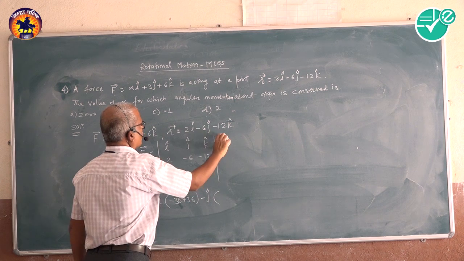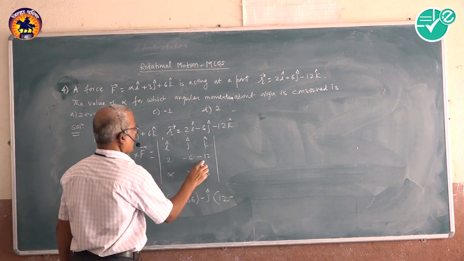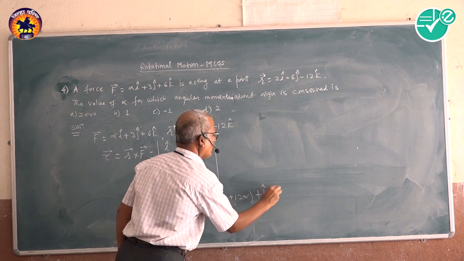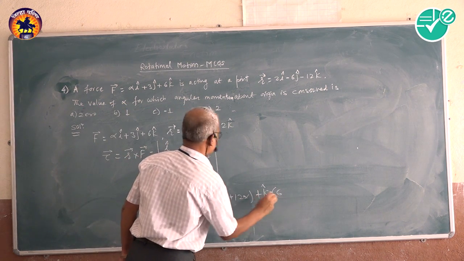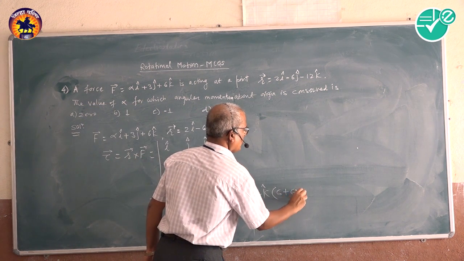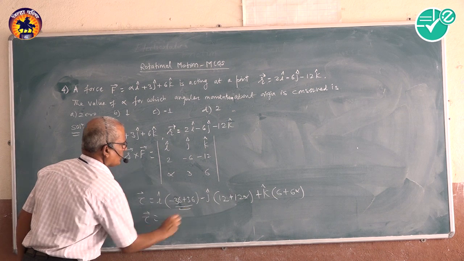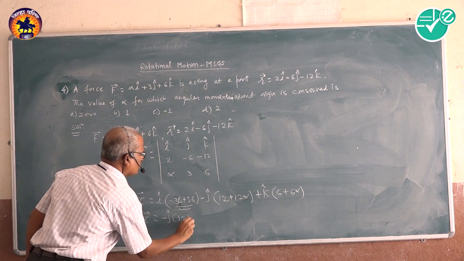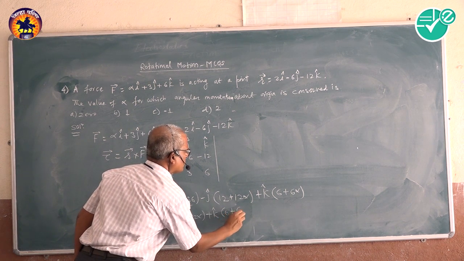Then again, don't consider this row and column: multiply 2 into 6, that is 12, minus 12 alpha, with the negative sign it becomes 12 plus 12 alpha. Plus k into the bracket: don't consider this row and column, 2 into 3 is 6, minus 6 into alpha, minus 6 alpha, but there is a minus sign, so plus 6 alpha. Now the i factor is 0, so there is no need to write it. So minus j into 12 plus 12 alpha plus k into bracket 6 plus 6 alpha.